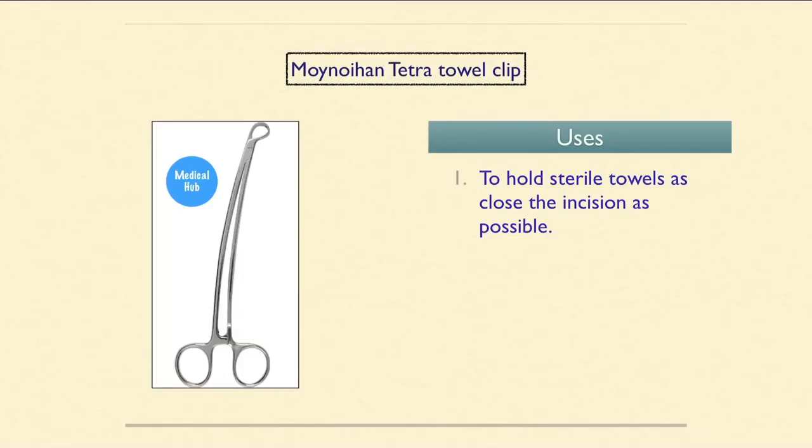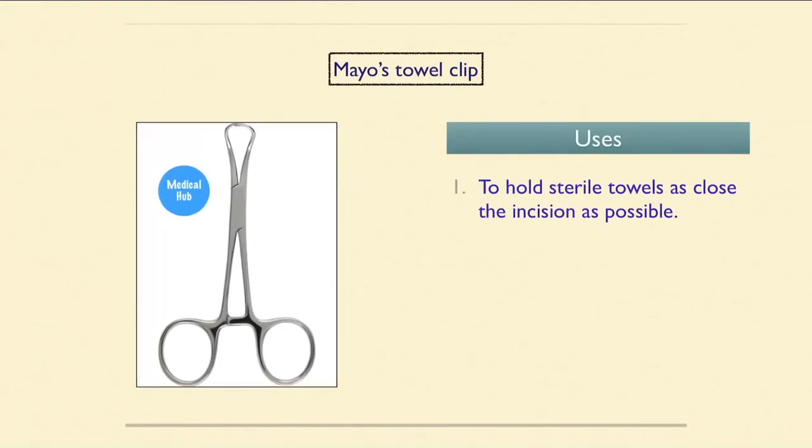Next is Moynihan tetra towel clip. So it is used to hold sterile towels as close to the incision as possible. Next is Myers towel clip. So it is used to hold sterile towels as close to the incision as possible.